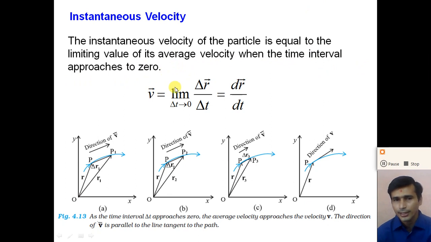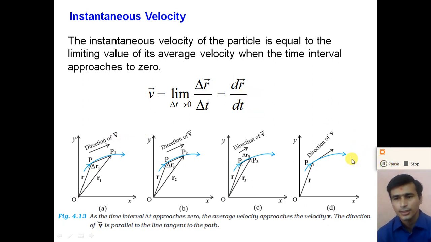So if we take the limit delta t tends to 0 in the average velocity, we get the instantaneous velocity. The instantaneous velocity v at the time t is defined as the limit delta t tends to 0 of the average velocity, delta r by delta t, and that is dr by dt. Differentiation of the position vector with respect to time gives the instantaneous velocity at the time t. So here the instantaneous velocity v is equal to dr by dt.